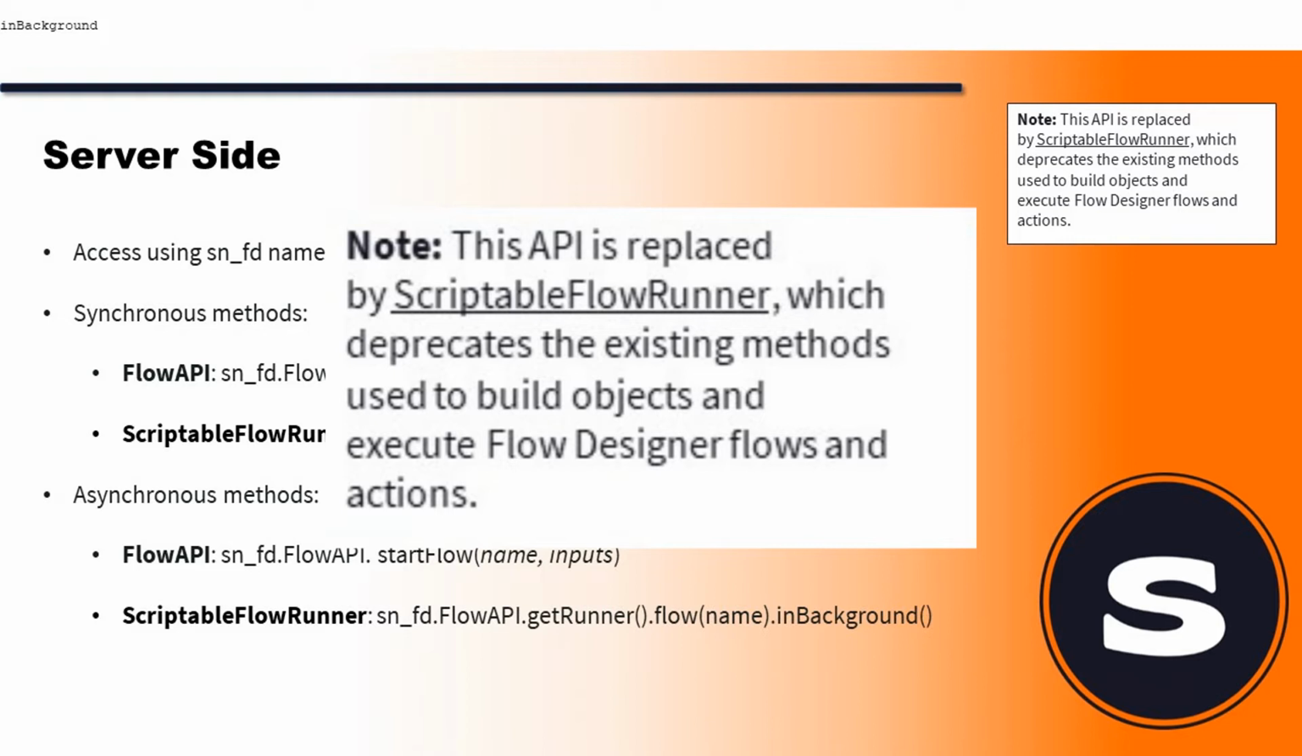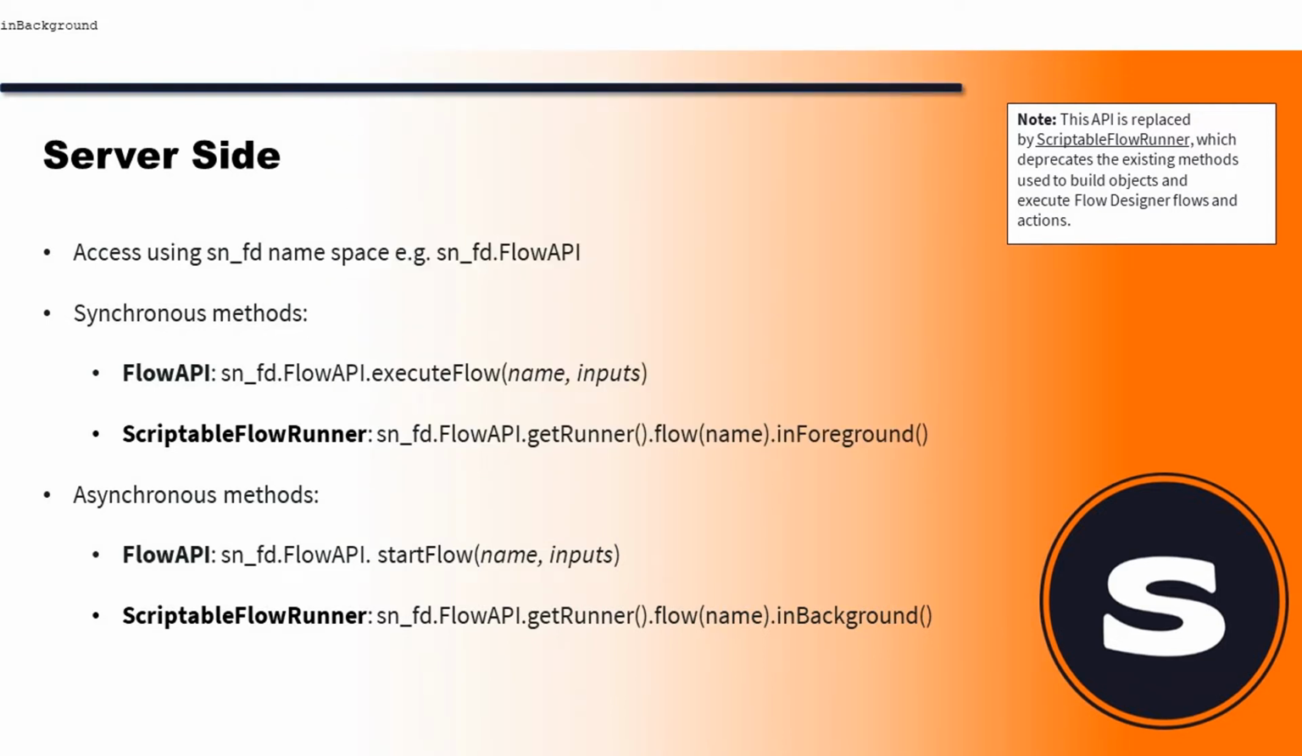So you may see FlowAPI written somewhere, if you're debugging someone else's code. You may see FlowAPI execute flow. And those, from my knowledge, will still continue to work. ServiceNow don't tend to just cut things off. But what we should be doing is using the FlowRunner, getRunner, ScriptableFlowRun going forward.